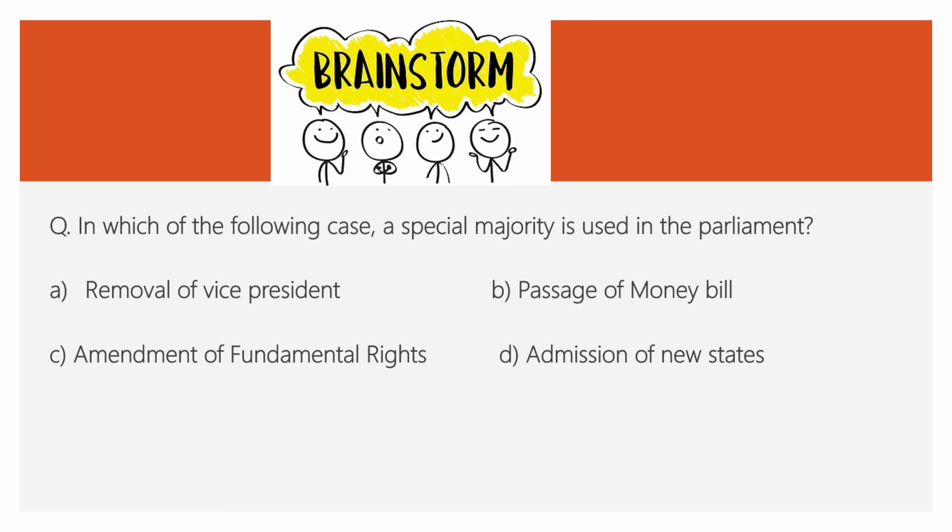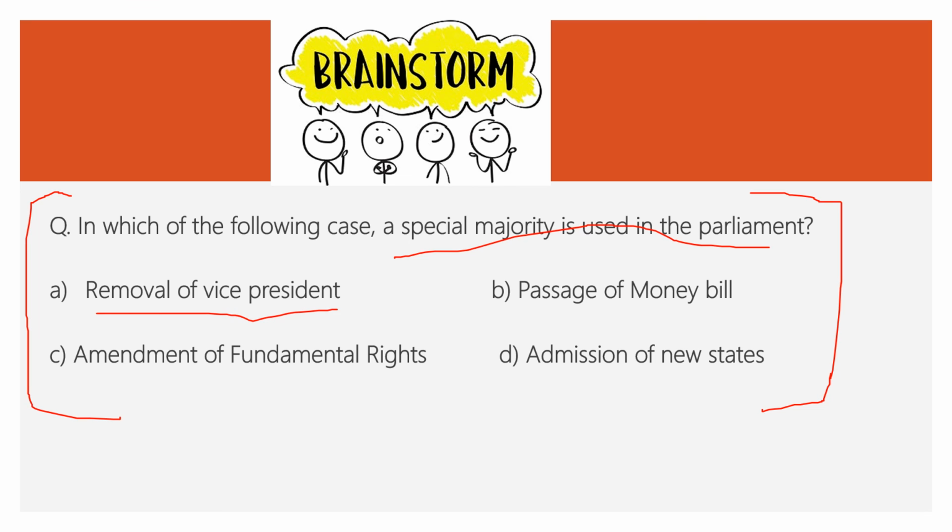Actually this is a brainstorming question. Now we are done with all the types of majorities. I hope I am clear, and now this is a brainstorming question which I want you to answer. But anyway, I'll give you some clue. In which of the following cases is a special majority used in the Parliament? Removal of vice president: effective majority is used.